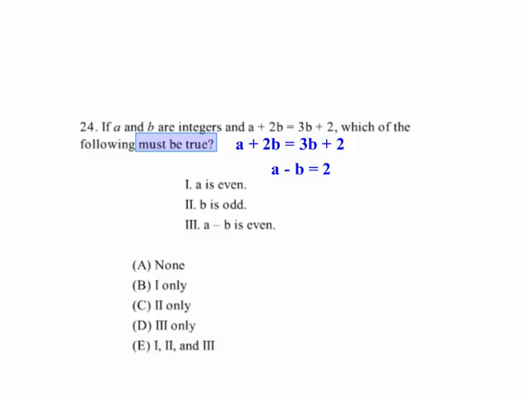If we look at our answer choices, does a have to be even? No. A could be 5 and b could be 3. Does b have to be odd? No. A could be 4 and b could be 2. So neither of those must be true. But 3 has to be true because a minus b is 2, an even number.